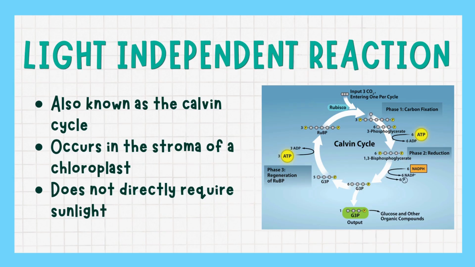And for the last part, we'll be discussing the light independent reaction. So this is just a brief touch up on the light-independent reaction. So the light-independent reaction is also known as the Calvin cycle. In the Calvin cycle, it occurs in the stroma of the chloroplast and does not directly require sunlight. So let's highlight the words not directly require sunlight.